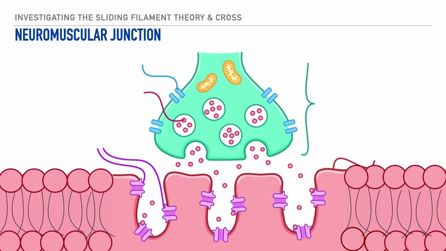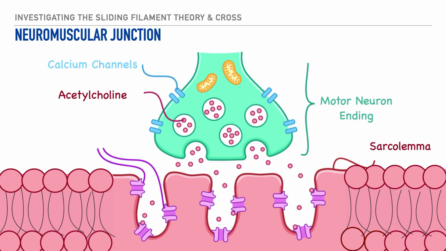So first, let's label our motor neuron ending. And within our motor neuron, we have some calcium channels. And going into the motor neuron for a moment, we'll also see a neurotransmitter called acetylcholine. And you'll notice that the acetylcholine is contained within these circular units. And we call these circular units vesicles. Now, in the pinkish reddish area that we have here, this is our muscle fiber. And this layer that we're seeing is the cell membrane. And when we refer to the structure for a muscle fiber, we use the term sarcolemma. And within our sarcolemma, you'll notice we have acetylcholine receptors.